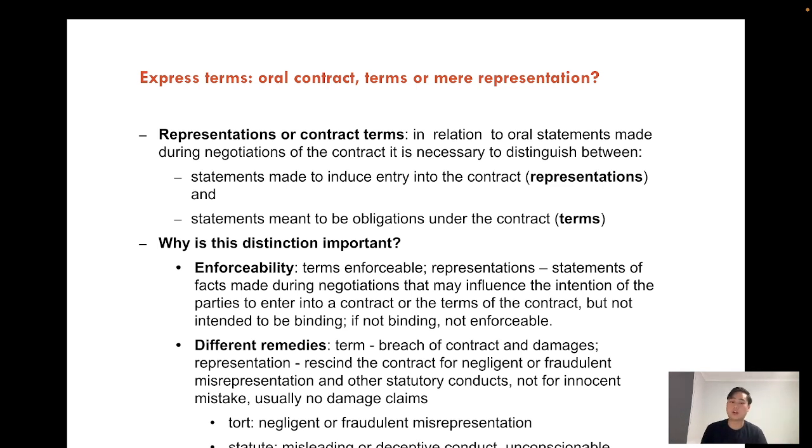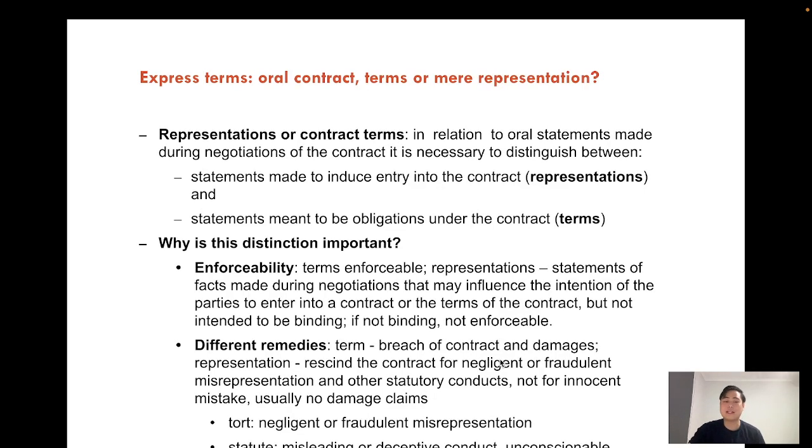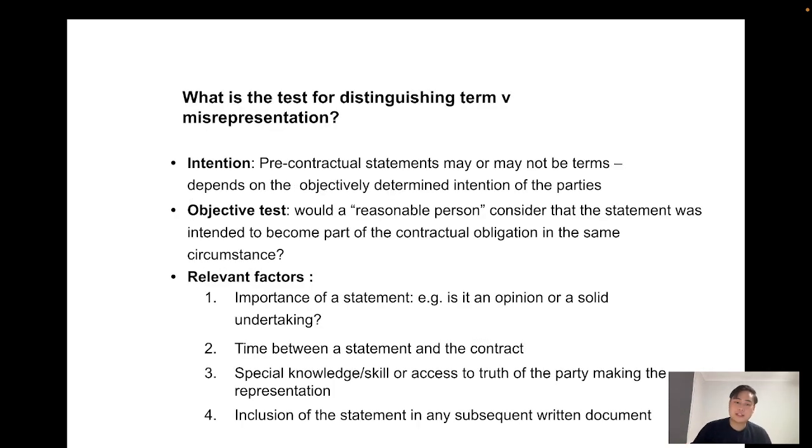Perhaps certain terms are removed or certain terms are added. Therefore, it is only the signed document, within the four corners rule, that removes uncertainty and is enforceable. Representation usually is not enforceable. So what is the difference between terms, representation, and misrepresentation?